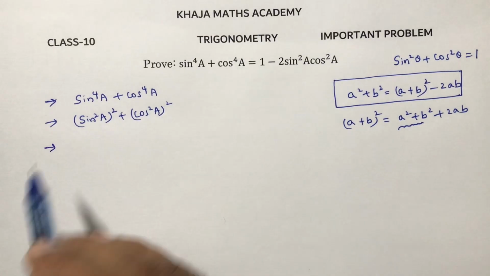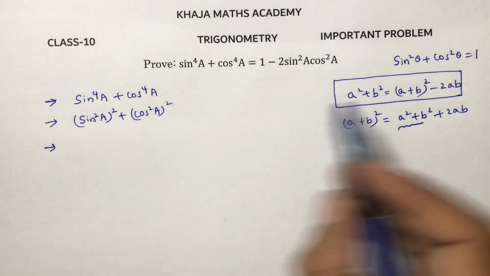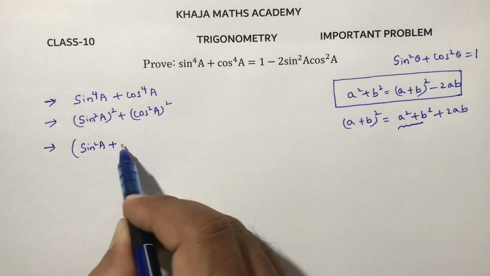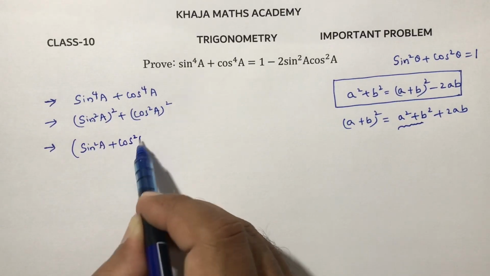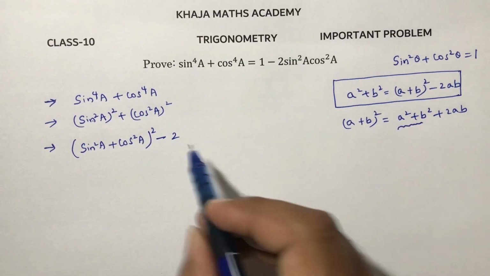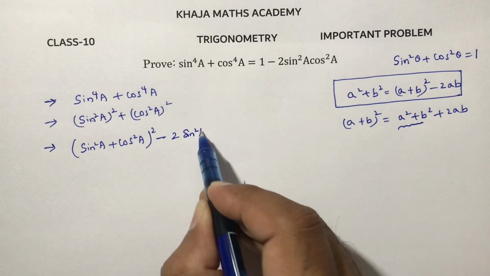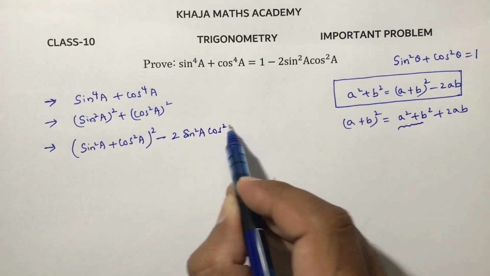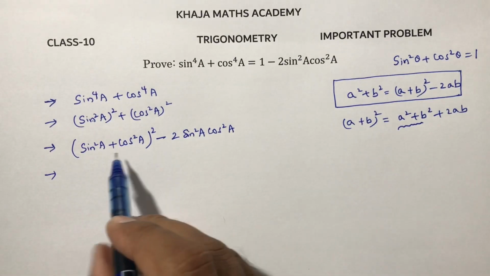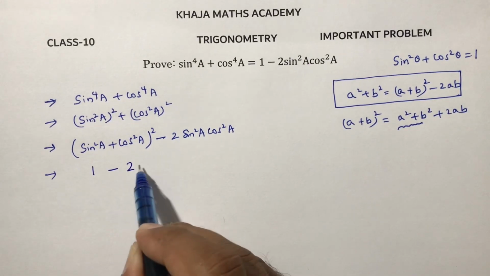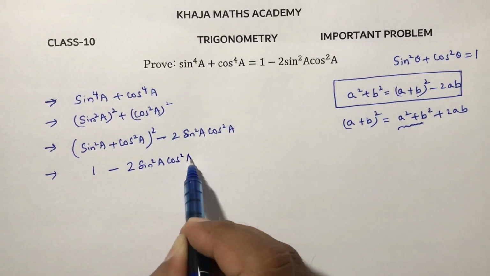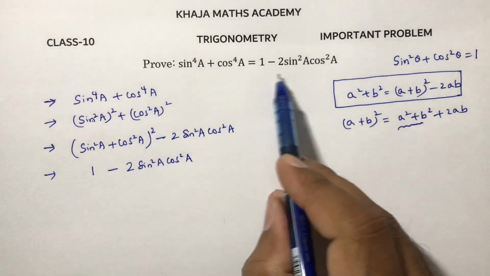Here in place of a I have sin square a, and b is cos square a. So (a plus b) whole square minus 2ab. A is sin square a, b is cos square a. So now here sin square a plus cos square a is 1, minus 2 sin square a cos square a. So we got the required solution.